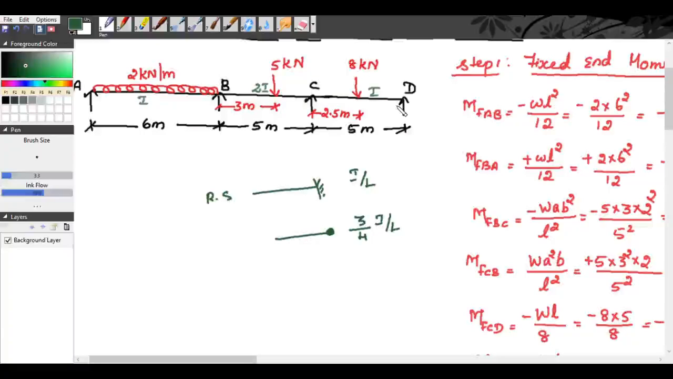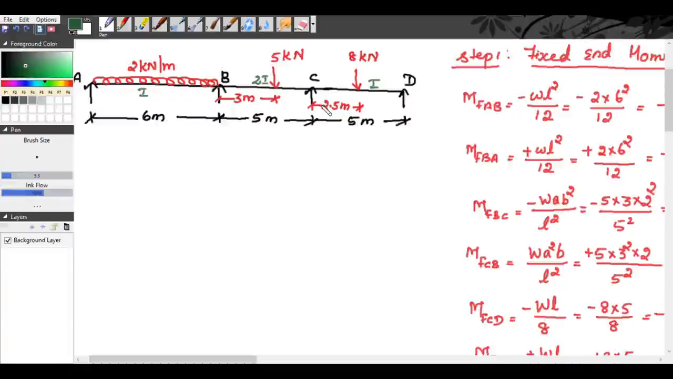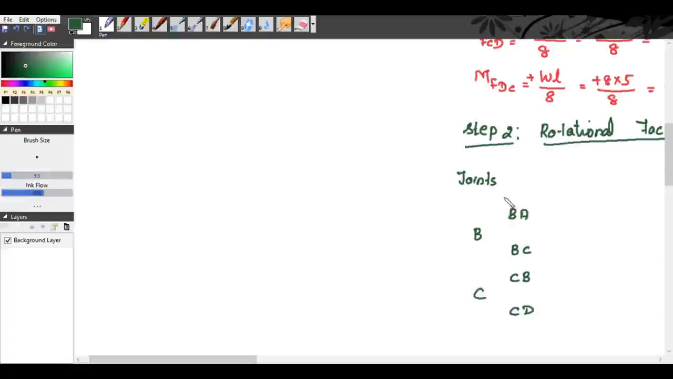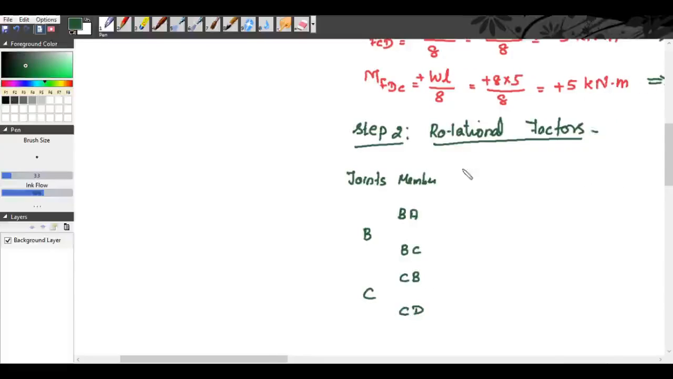So here B and C are intermediate supports. B and C should be considered as fixed supports, because there will be negative moments, hogging moments. A and D are hinged supports, simple supports. So after writing the members, we will find the relative stiffness. Relative stiffness is represented by small k.